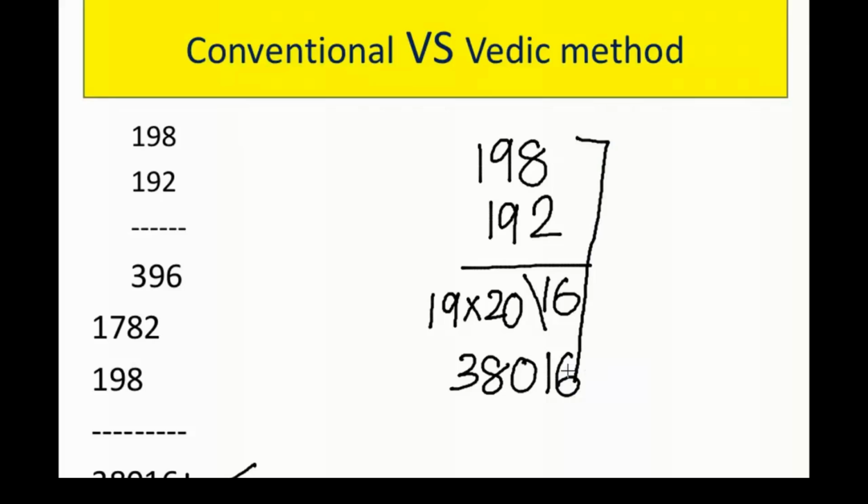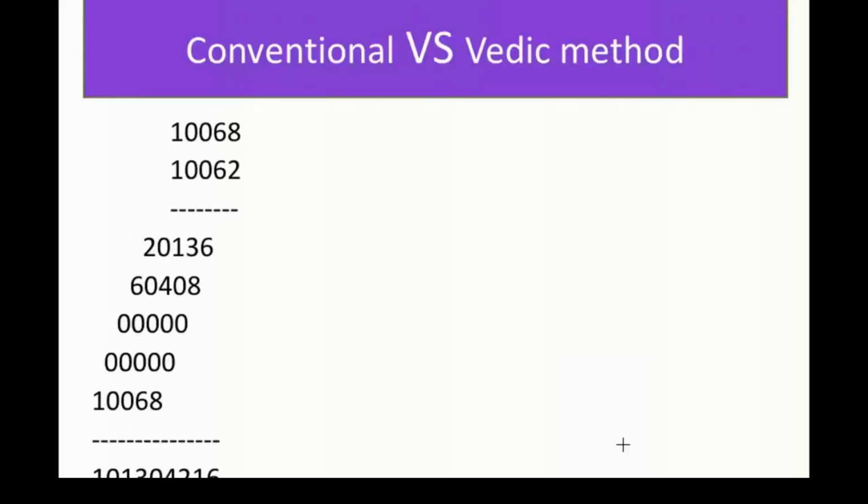Let's check out how it looks when we use Vedic mathematics with 198 and 192. We see that the unit place numbers add up to 10. So I simply multiply them, which gives me 16, and on this side 19 is the remaining number. Next number of 19 is 20. I just multiply 19 into 20, which gives me 380, and this side is 16. That's all, that is the answer.